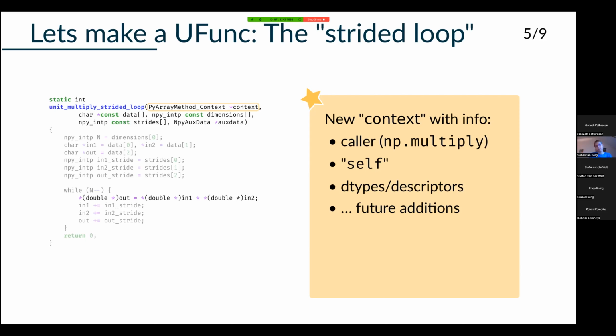It also includes the dtypes descriptors of the array that we are working with, which is basically what the dtype resolver will have figured out in the previous step. And most importantly, maybe it has space. We can extend this and add more API to it, more information to it. And this will be useful very soon, I think, for things like HPy and PyPy and whatnot.